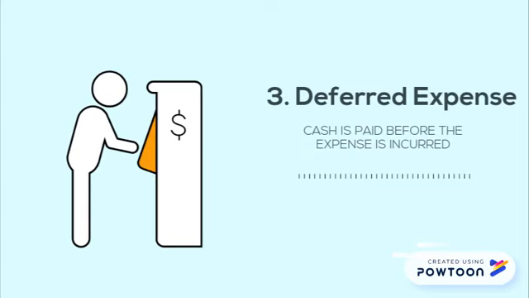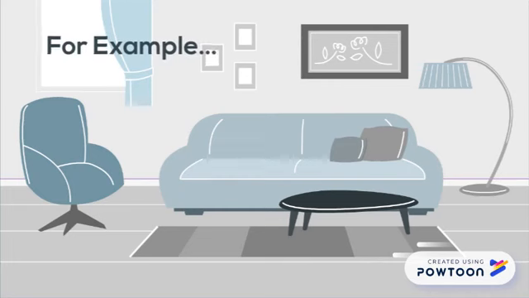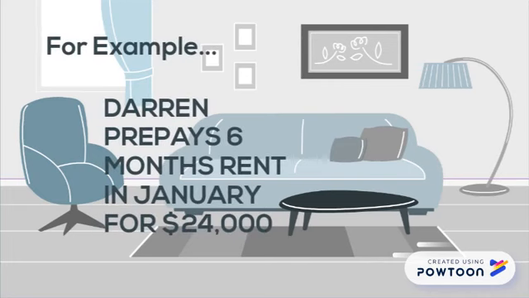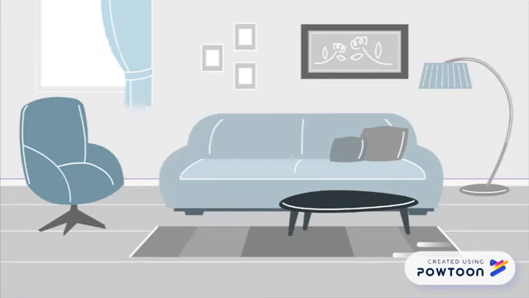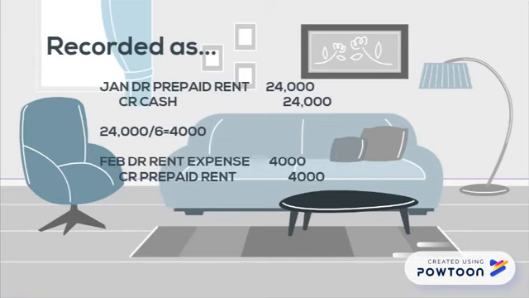A deferred expense is when cash is paid before the expense is incurred. The most common example of this is prepaid rent. For example, if Darren pays 6 months of rent in January for $24,000, the journal entry would record in January, debiting prepaid rent and crediting cash. In February, after 1 month's rent has been paid, it would debit rent expense of $4,000 and credit prepaid rent.